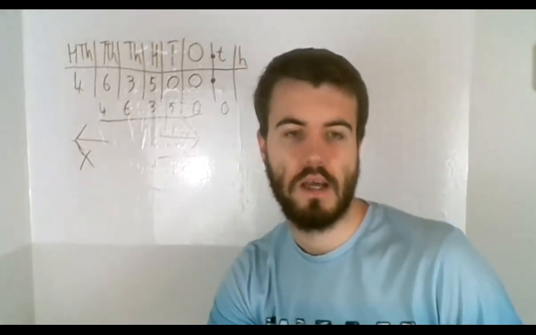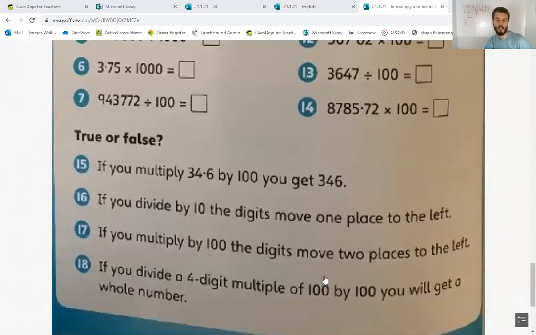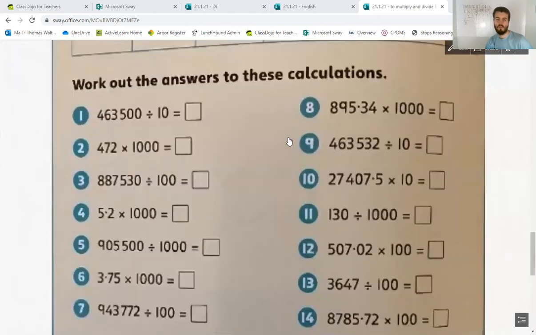So your task today is to have a go at all the other questions on there. We've done number 1 together, all the way up to number 18. Okay, using that place value grid, move the numbers back and forth depending on whether you're timesing or dividing and the number of zeros in the question.